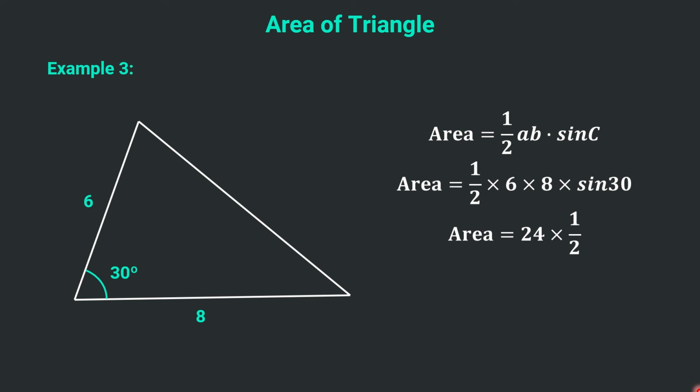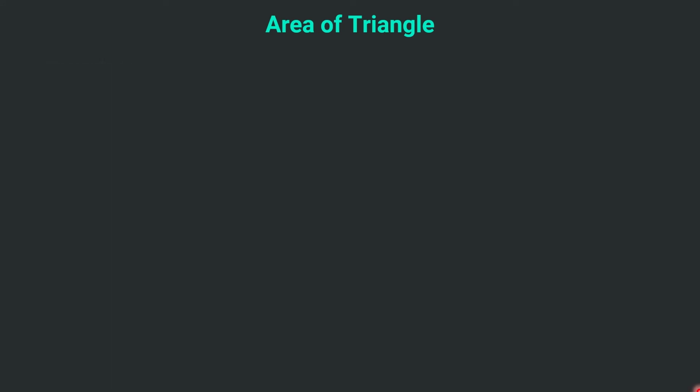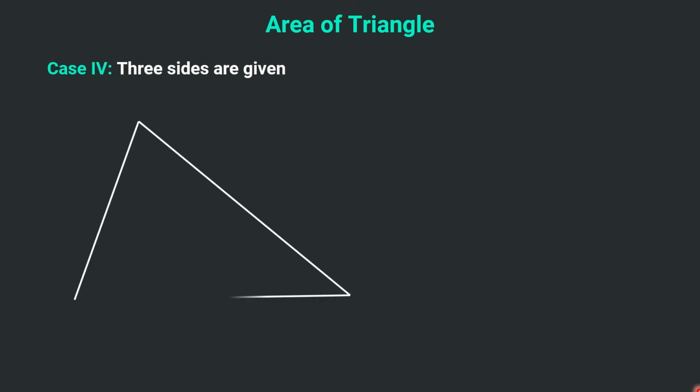So the area is given as 12. Now let's see our fourth case, in which only three sides of a triangle are given. So let's assume these three sides as A, B and C.